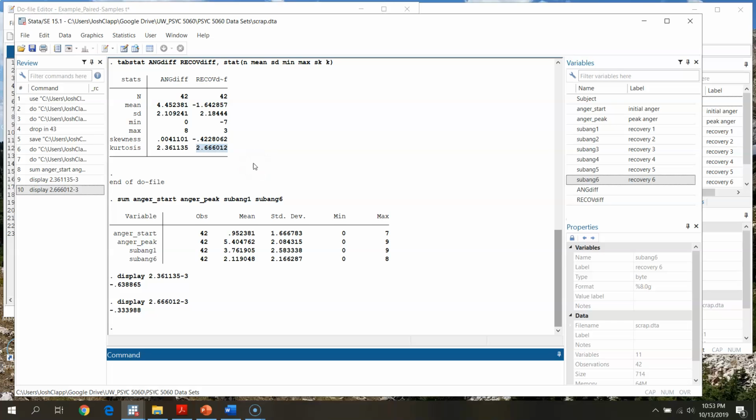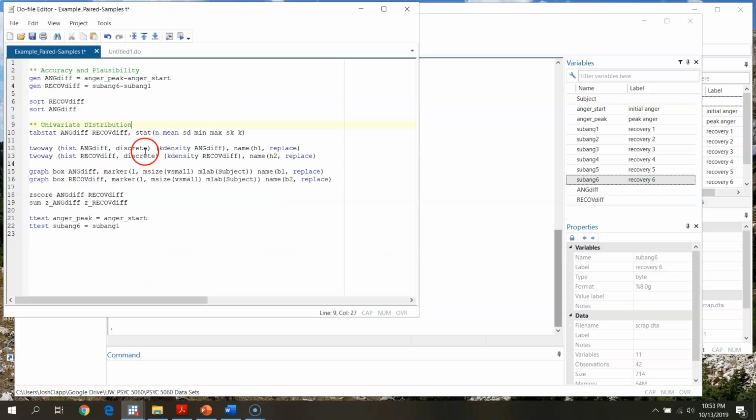So one case with missing values. All my other values are plausible. Skew and kurtosis based on my indices here are looking not too bad. Okay, but what I would want to do is go through and take a look at my histograms and my box plots.